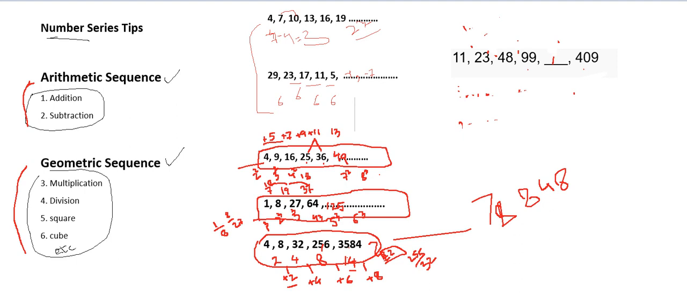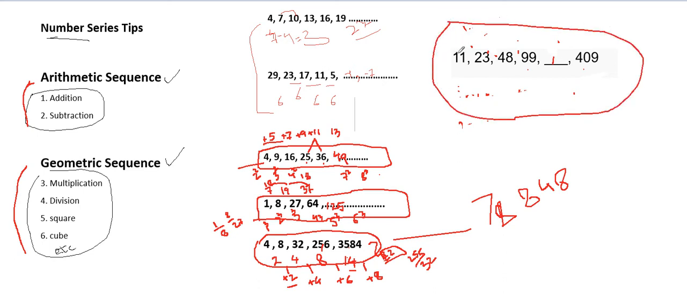Solve this series question again from the start. So we have here the numbers 11, 23, 48, 99, and we have to find this number and then 409. So let's apply our simple addition subtraction method.